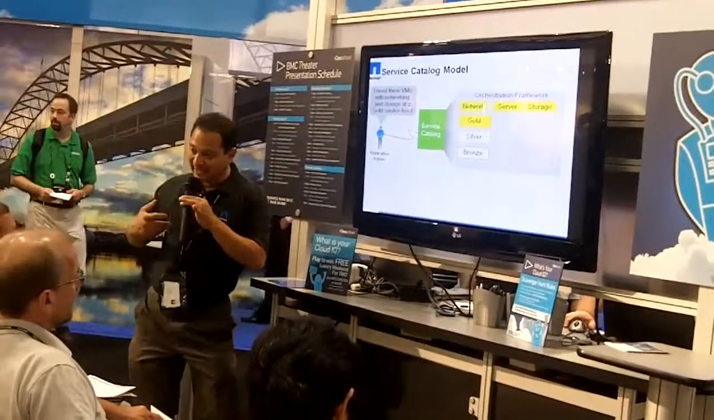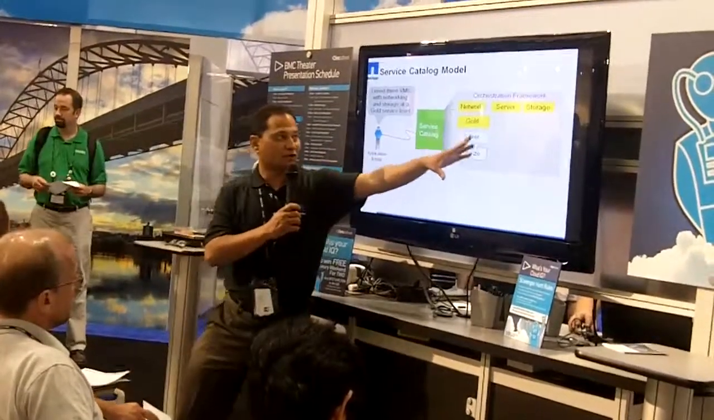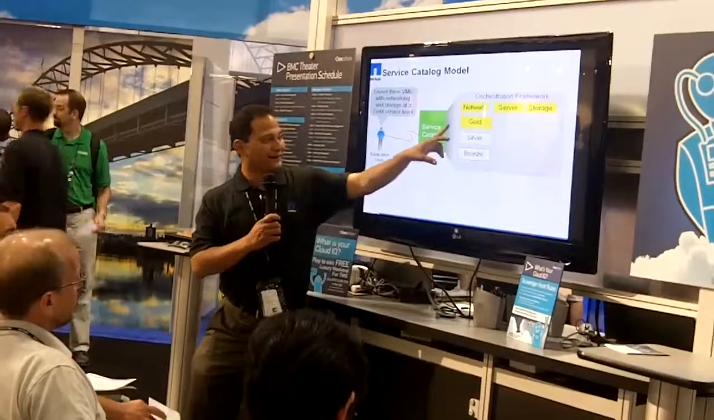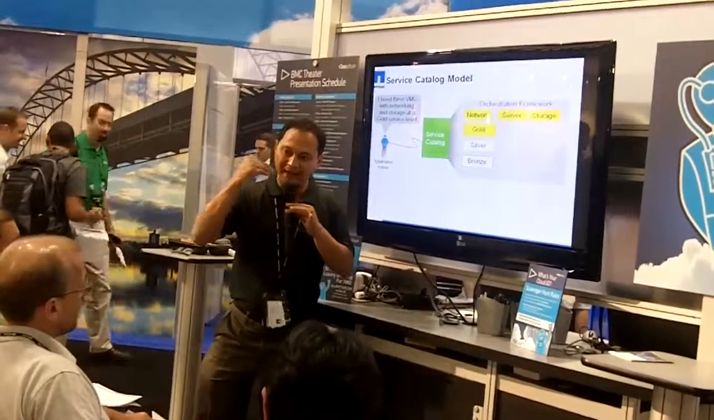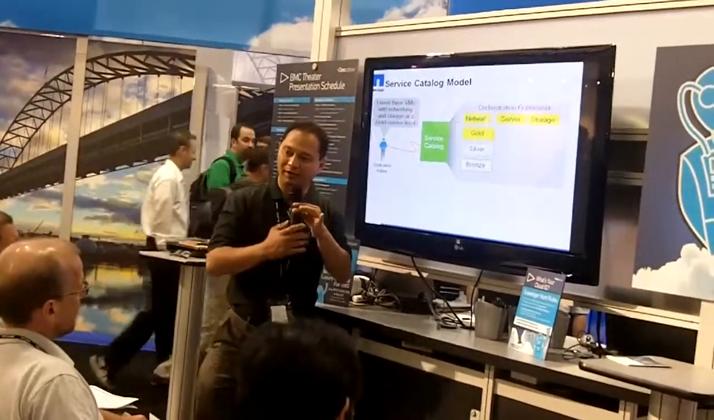Now for the NetApp piece, we come into the picture at the storage level. The moment he says gold level, we say okay, he needs some high-end storage, and he needs to be backed up every hour, or maybe every minute, or whatever it is.